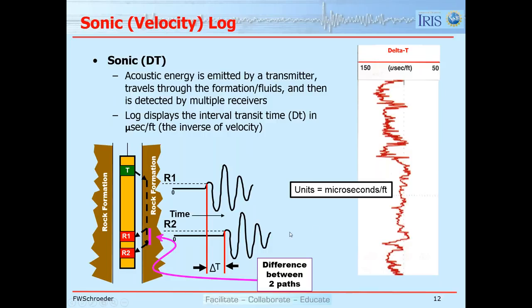Delta time is measured in microseconds per foot, and the dt or delta t log is always plotted with the lower numbers on the right increasing to the left. So it looks like velocity values in terms of numbers or the waveform going from left to right. It measures transit time, but transit time is the inverse of velocity. So if I have dt, I take 1 divided by dt, and that will give me velocity. And that would be velocity as a function of depth.